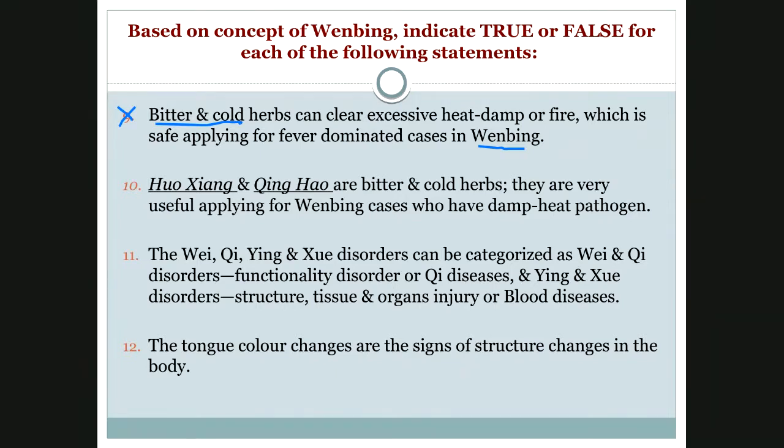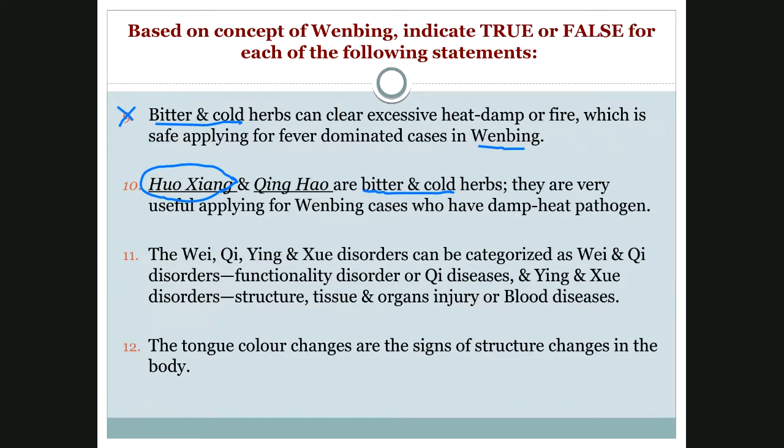Now here comes number 10. 藿香 and 青蒿 are bitter and cold herbs. They are very useful for Wenbing cases that have damp heat pathogen. Same here, half of the sentence is correct and the other half is incorrect. These two herbs are not just bitter cold. They are aromatic and warming. Most important, they are aromatic and have the specific ability to disperse and vent heat to the outer level.